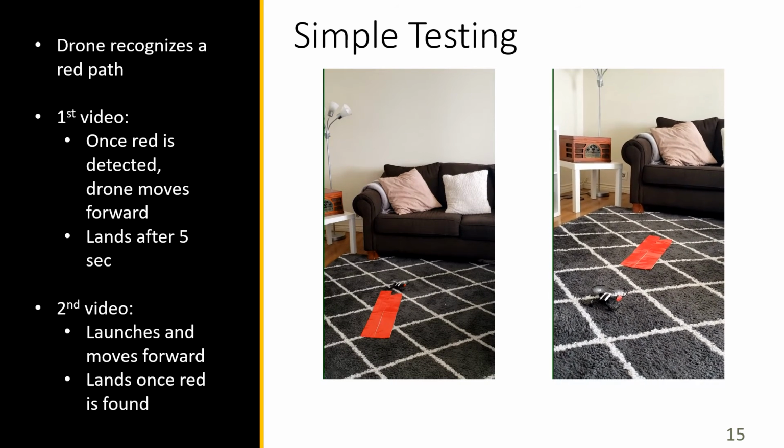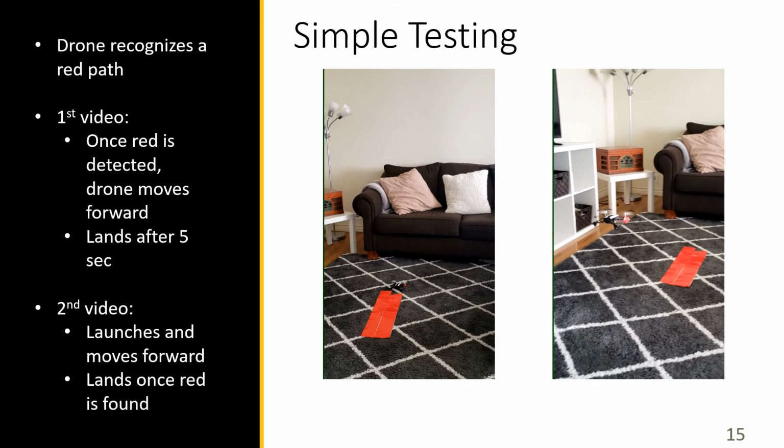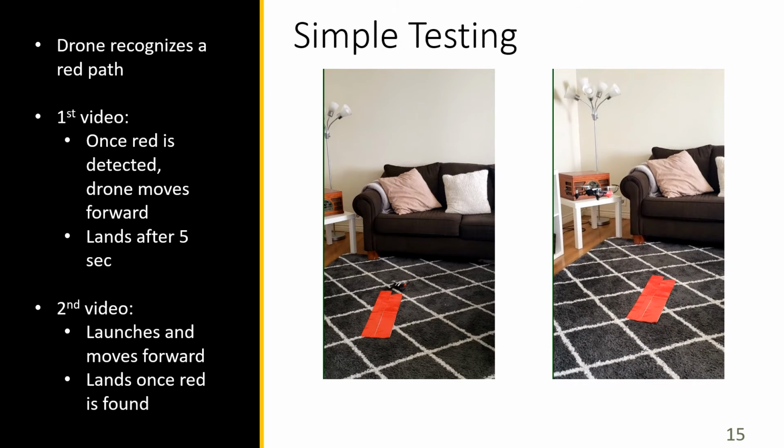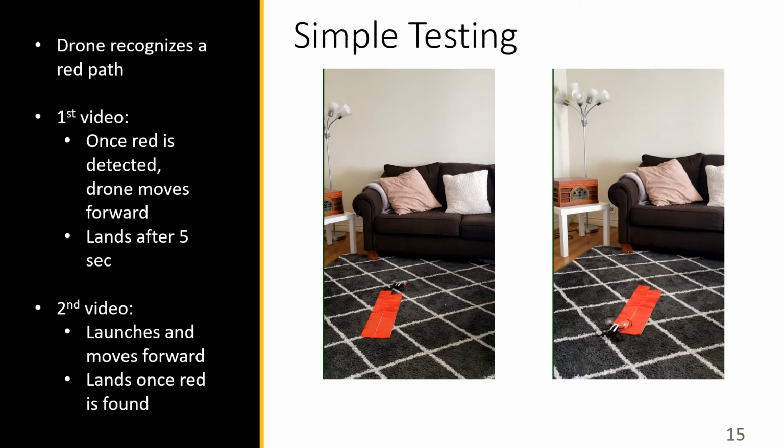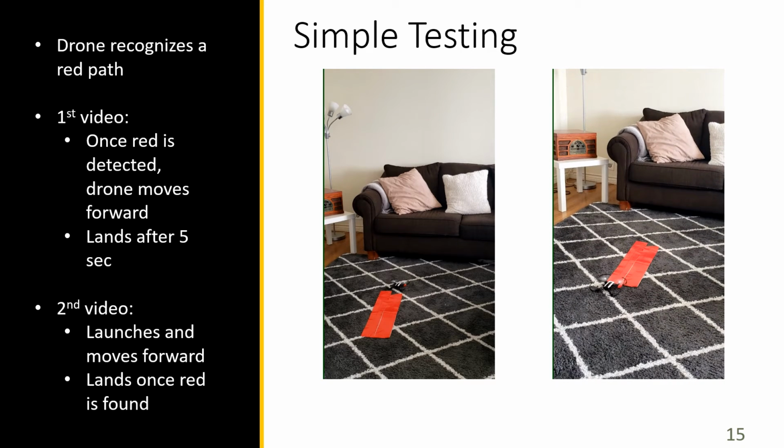Additionally, the drone will perform a successful run. It launches and moves forward. It sees red and then it lands. It's important for us to note that the drone lands just behind the red path, that it sees red and the path in front of it. This is important for us to know and understand when we were writing our algorithm.